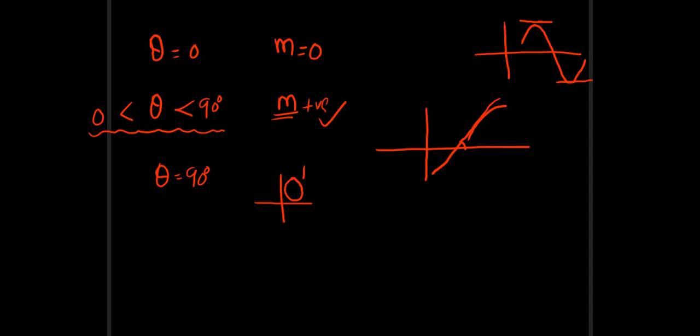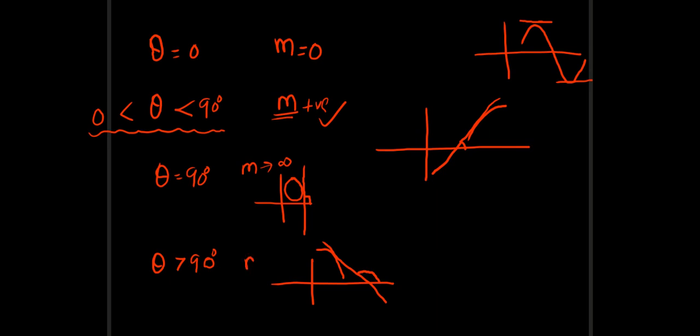And if theta is equal to 90 degrees, then the slope of the line will be infinity. That means if the tangent is parallel to the y-axis, we are going to get slope as infinity. And if theta is more than 90 but less than 180, what happens? The graph will be decreasing and the tangent will be making an obtuse angle. Obtuse means more than 90 degrees, and the slope will be negative. So I'll make things more clear.